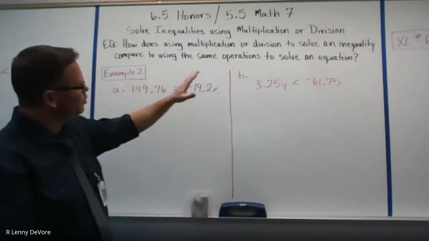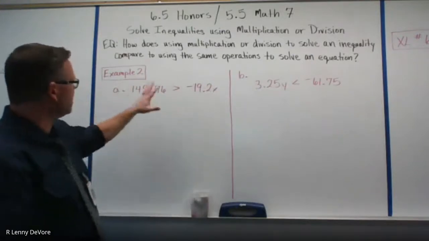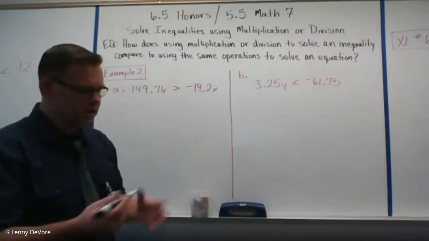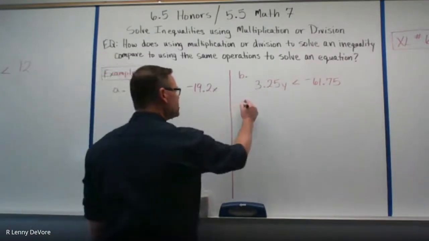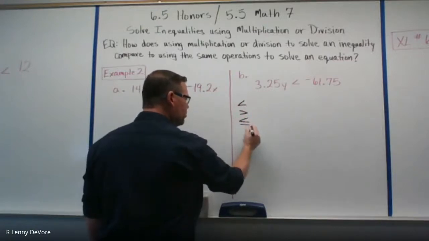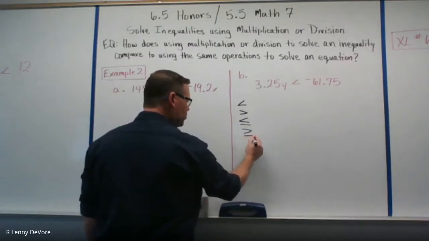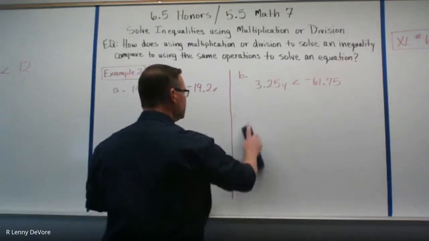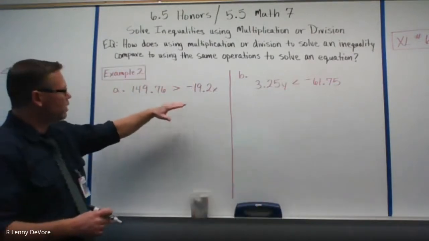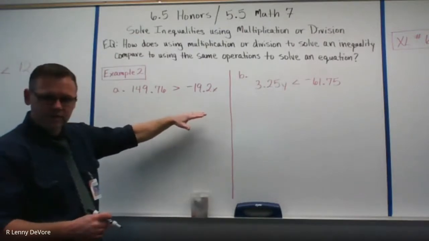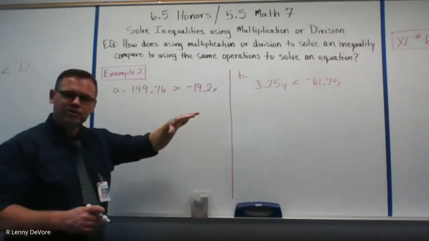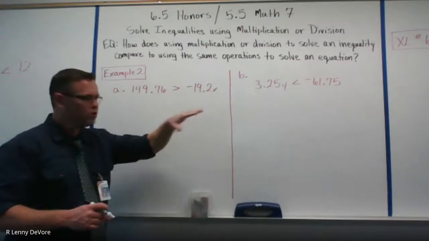It says, how does using multiplication or division to solve an inequality compare to using the same operations to solve an equation? Now, an inequality, I'm just going to say this again, is anytime you use less than or greater than. Remember that includes less than or equal to, or greater than or equal to. Make sure that you're watching that. Pretty much what we're doing is the same. We're going to isolate the variable, and then we are going to balance the equation. We're always going to be using that operation of equality.